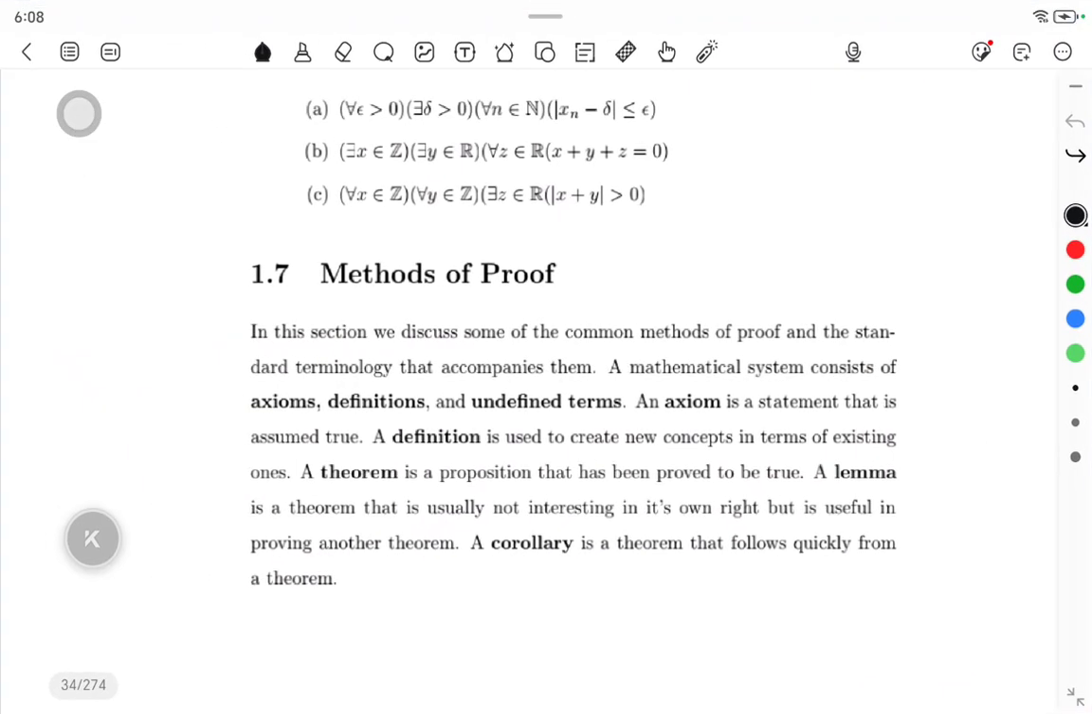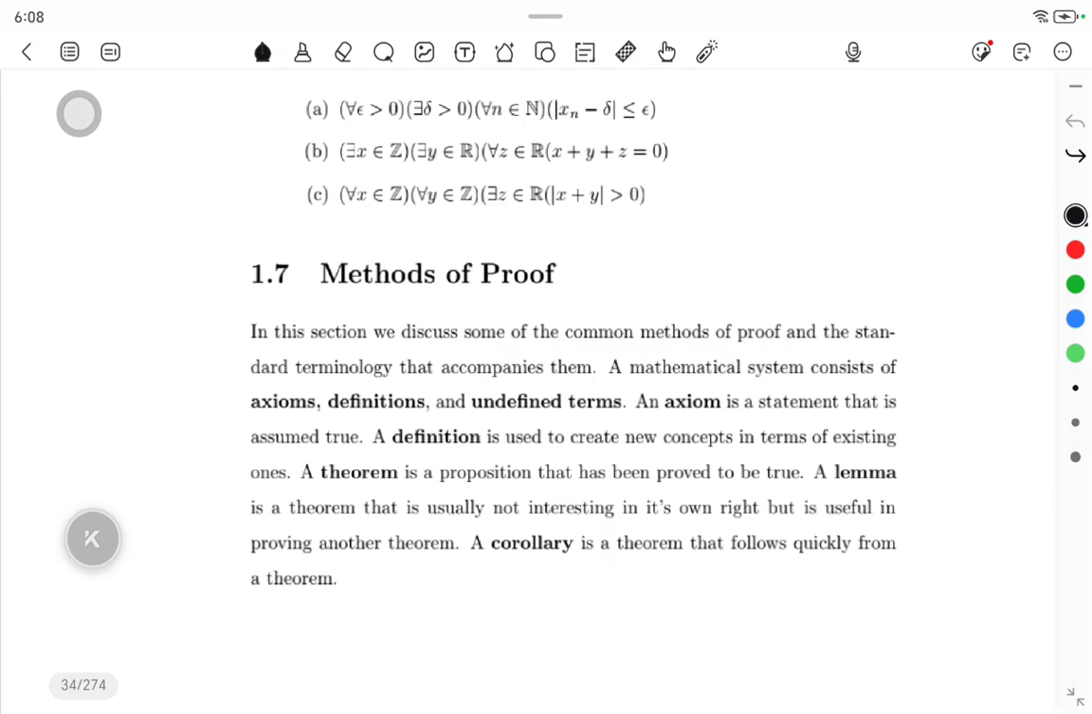Yeah, we're gonna be looking at the methods of proofs. In this section, if you can see, they say that in this section we discuss some of the common methods of proof and the standard terminologies that accompany them. So the terminologies are axiom, definition, undefined terms.